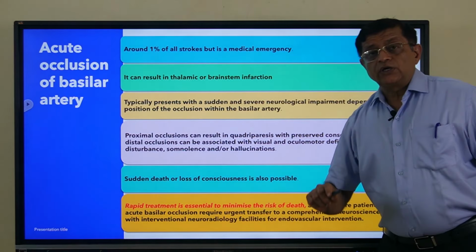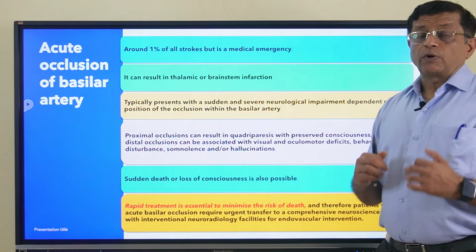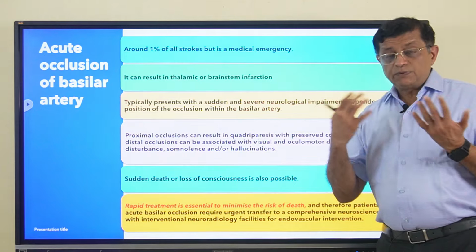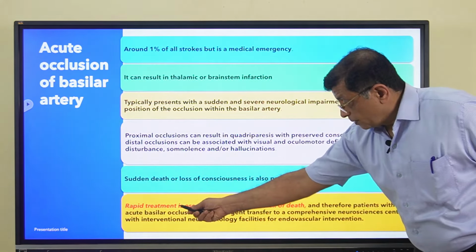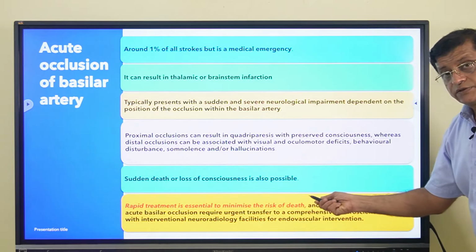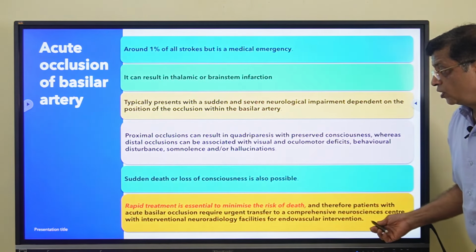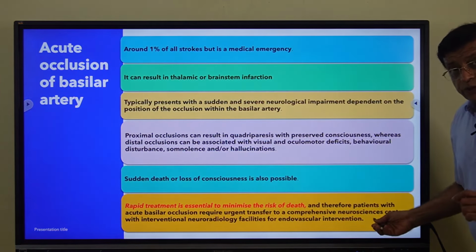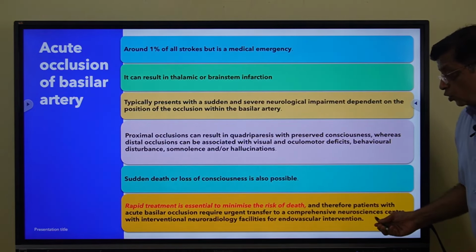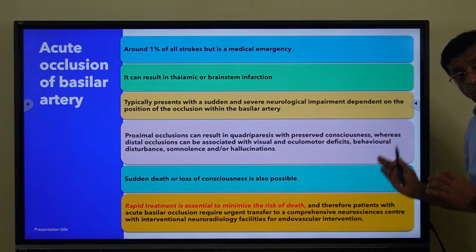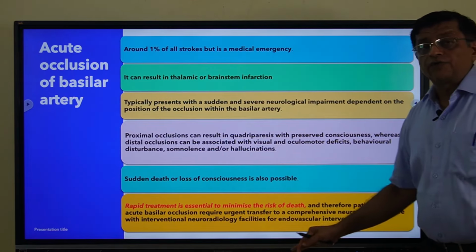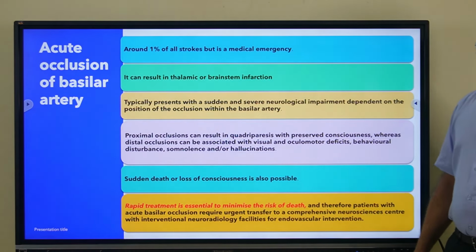So if such a presentation is seen, the patient probably has quadriparesis, is deeply somnolent or is conscious but unable to communicate, then rapid treatment is essential to minimize the risk of death. Those patients in whom you consider basilar artery occlusion require urgent transfer to a comprehensive stroke care center, where they have treatment facilities for endovascular treatment.